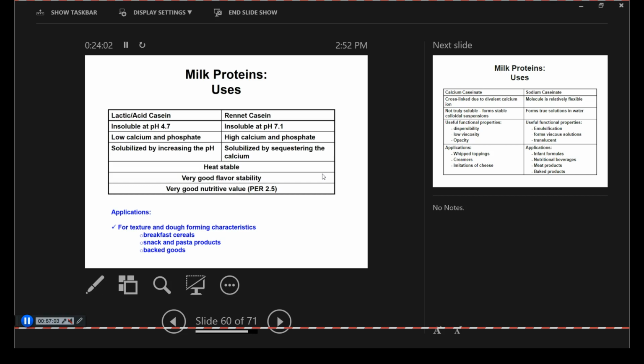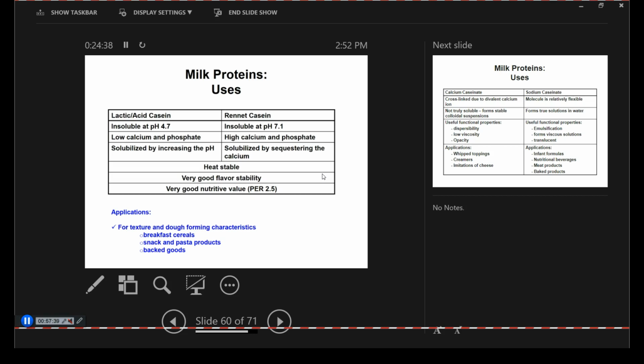The rennet casein, because it's been treated by enzyme, it becomes insoluble at pH 7, where you hydrolyze with the enzyme, with the chymosin or rennet. It still has a lot of calcium and phosphate. They are forming cross linkages between the different caseins, and you can solubilize it by sequestering the calcium, pulling the calcium out. You can solubilize the caseins. Both are heat stable.